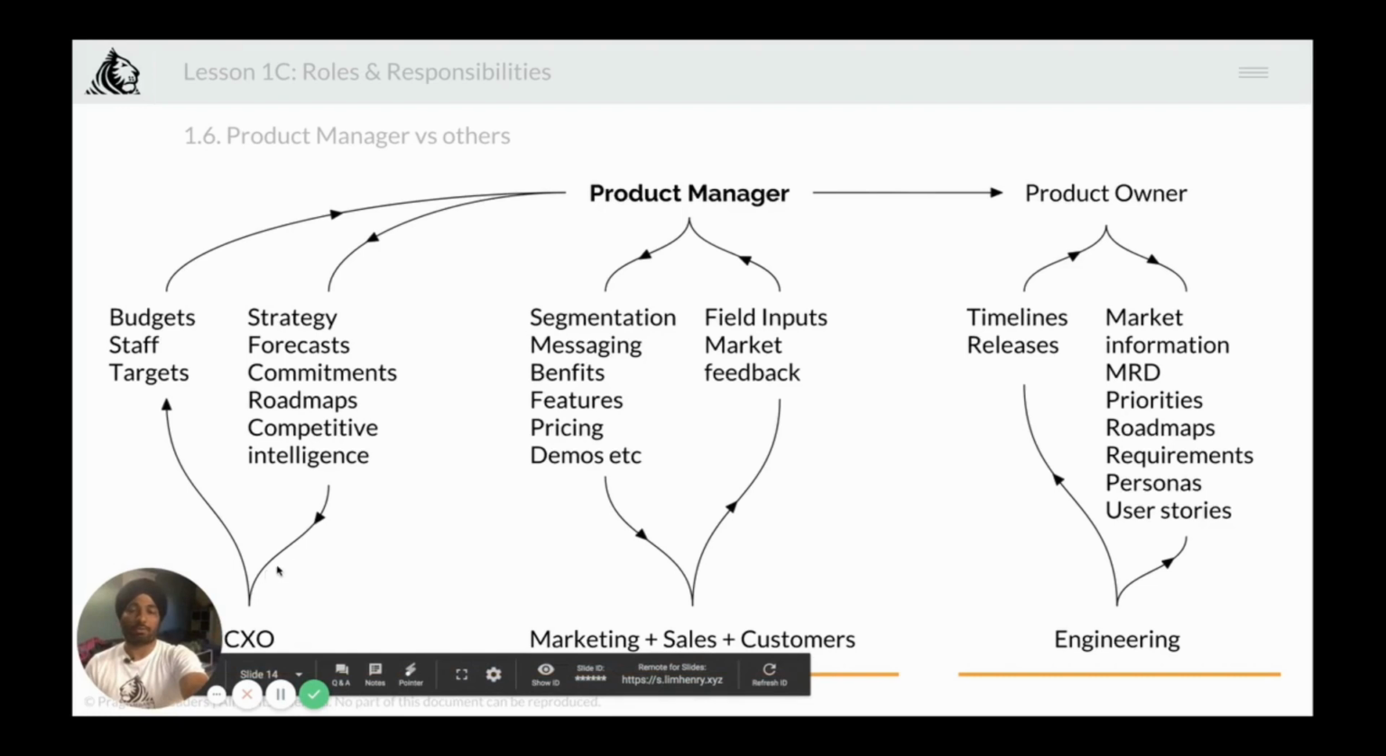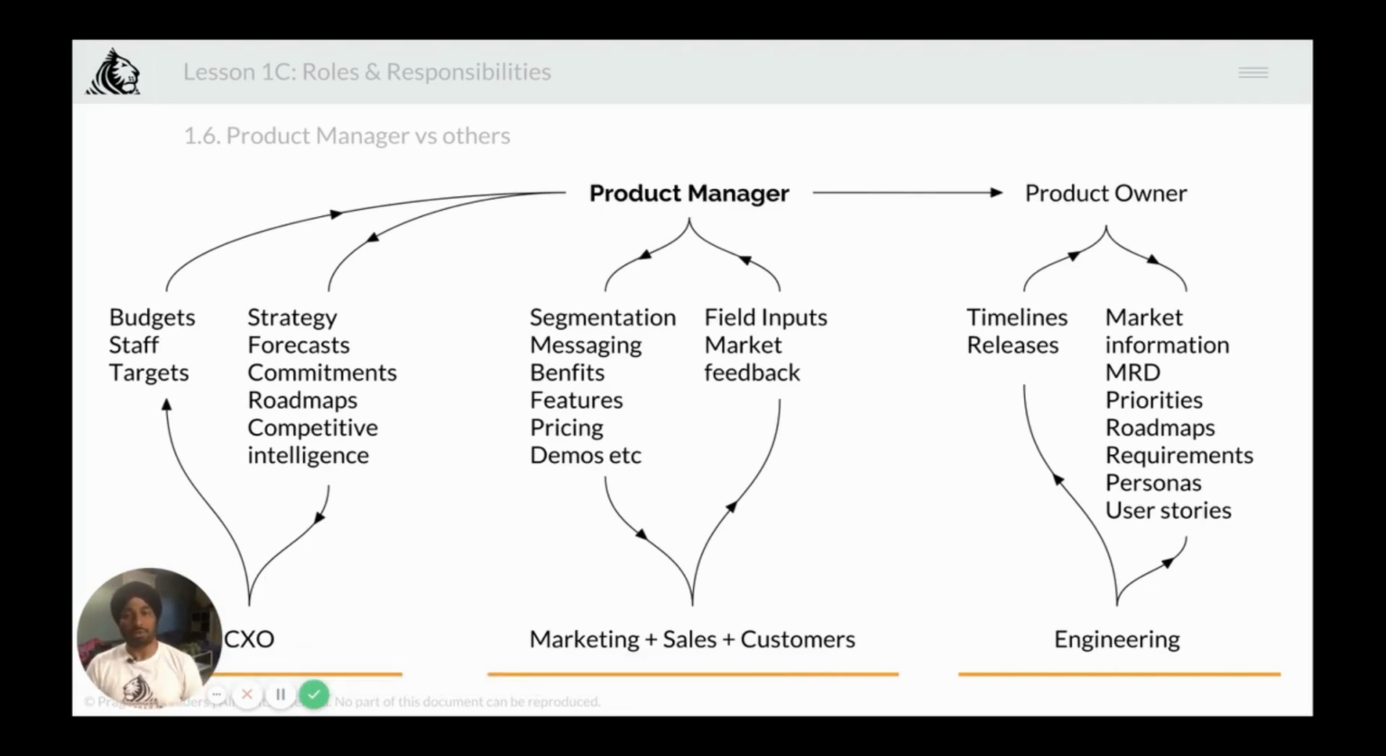Versus the product manager communicating and coordinating with the CXOs to understand, to get the budgets, the staff, and the targets, while he's feeding in the strategy, the forecast, the commitments, the roadmap, etc., to the CXOs, right? And the product owner is typically working only with the engineering team, right? And is managing the timeline releases, the market information, the MRD, priorities, etc. This is the way the flow is moving.